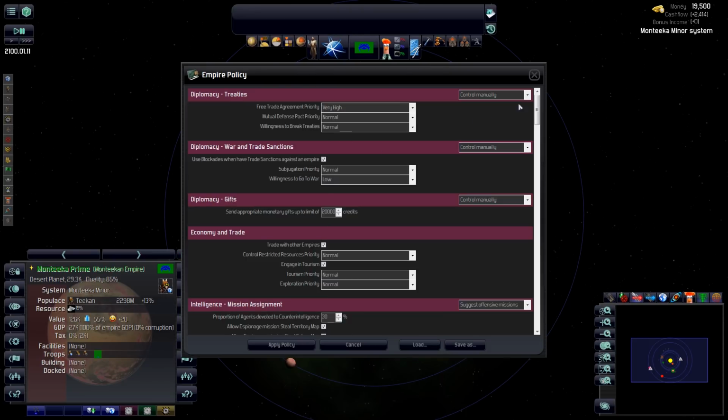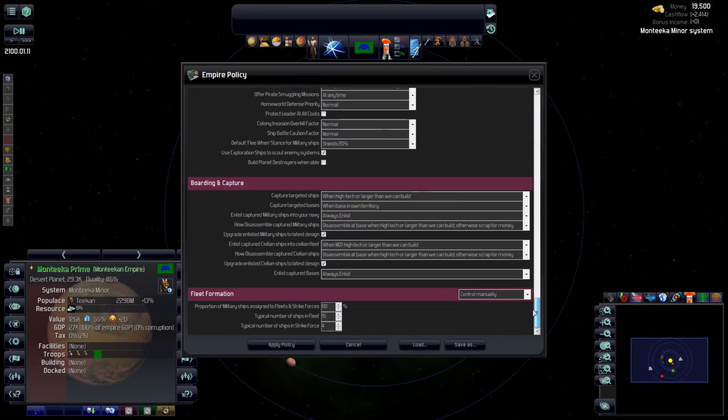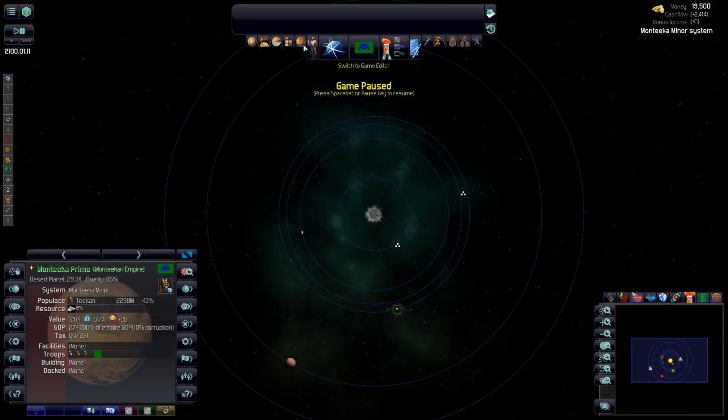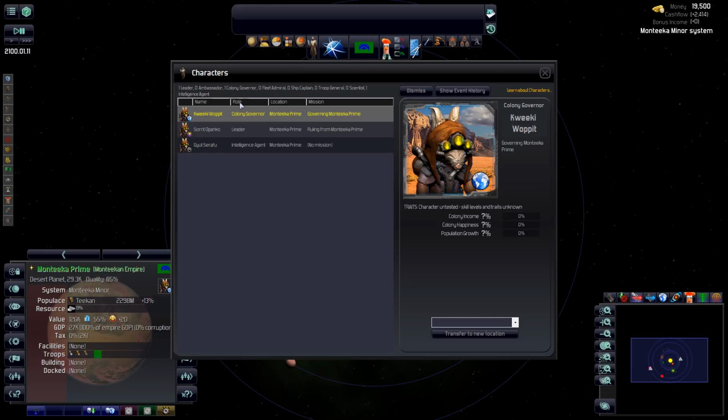Next thing, I'm going to come into the policy screen and do my usual. Just skip down to boarding and capture, and we're going to go always capture. We're going to tick this off for the moment so we don't upgrade any captured ships to our lesser designs. So I'll apply that policy. And we'll see what our leaders are like here.